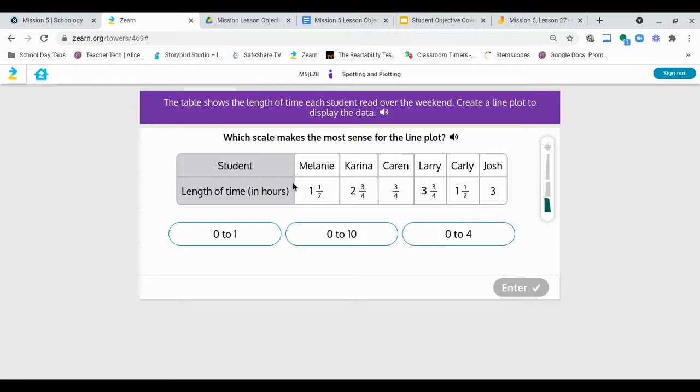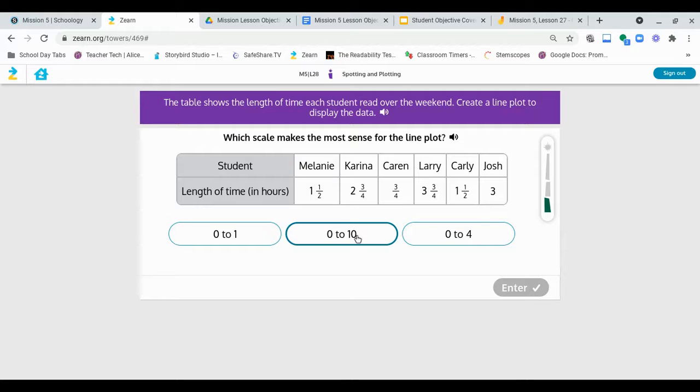Well, it should start at 0, right? Especially because we have 3/4 there, so we're going to have to start at 0 for this one. Now, what does it need to go up to? Automatically, I know it can't be 0 to 1, because I have numbers that are greater than 1 that I'm going to have to put on there. So my two choices are 0 to 10 or 0 to 4.